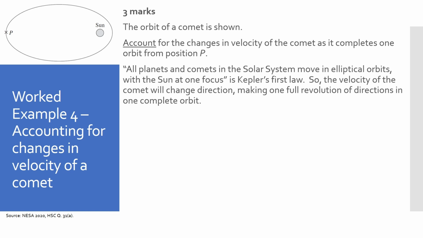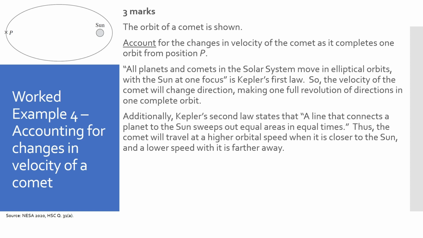All planets and comets in the solar system move in elliptical orbits with the Sun at one focus, which is Kepler's first law. So the velocity of the comet will change direction, making one full revolution of directions in one complete orbit. Simply looking at direction, remember velocity has magnitude and direction, the directions change in a full 360 degrees as it does one complete orbit.